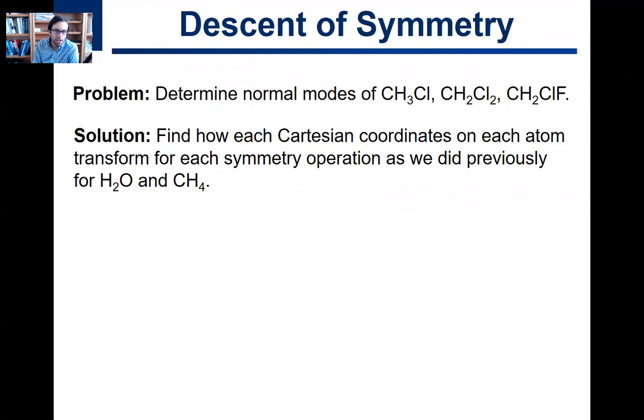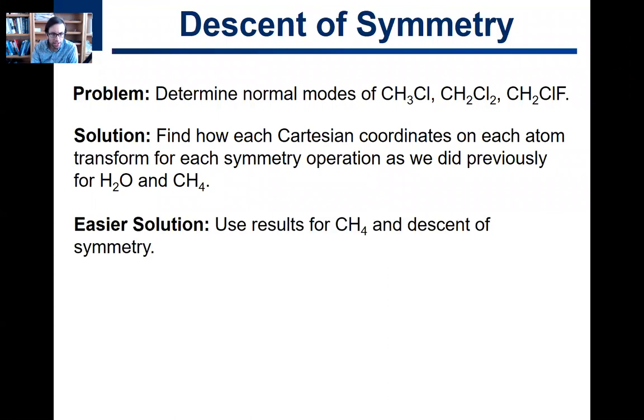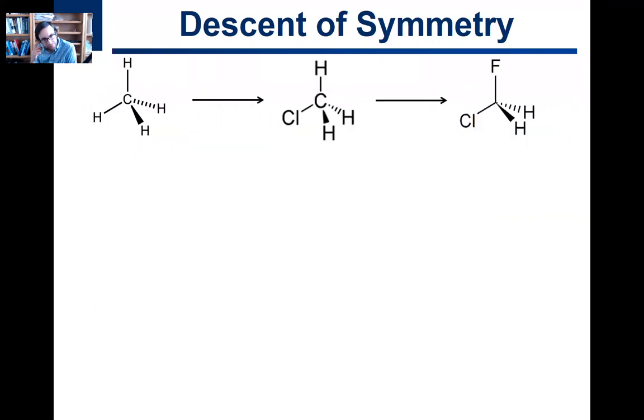And so that's what we said. You could do it the long way. The easier way is to use results from methane and then do what's called descend symmetry, okay? If you look at these molecules, they're all analogs. Methane is the most symmetric. That's going to have point group Td. It's totally tetrahedral.